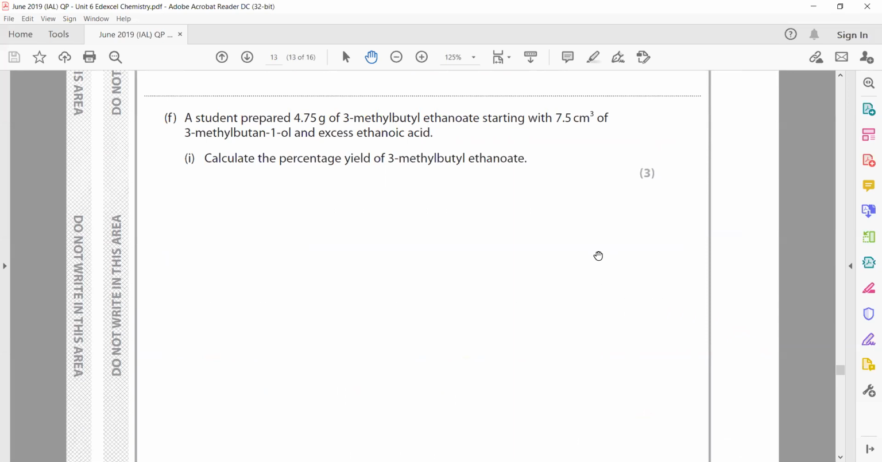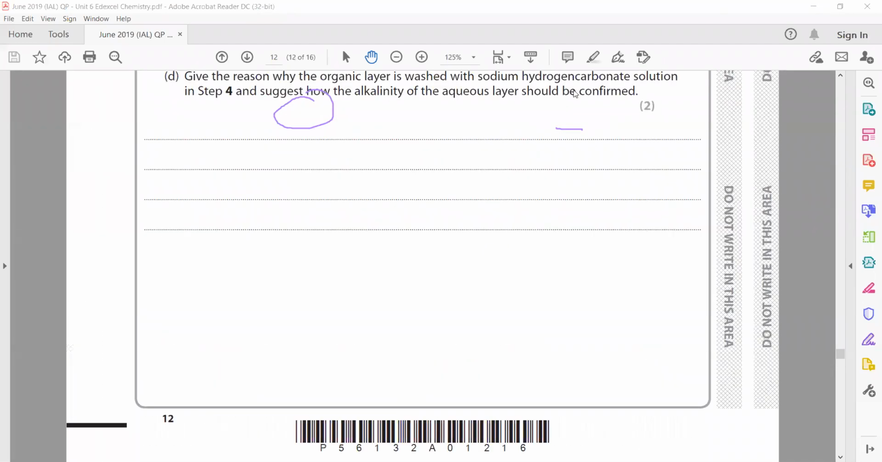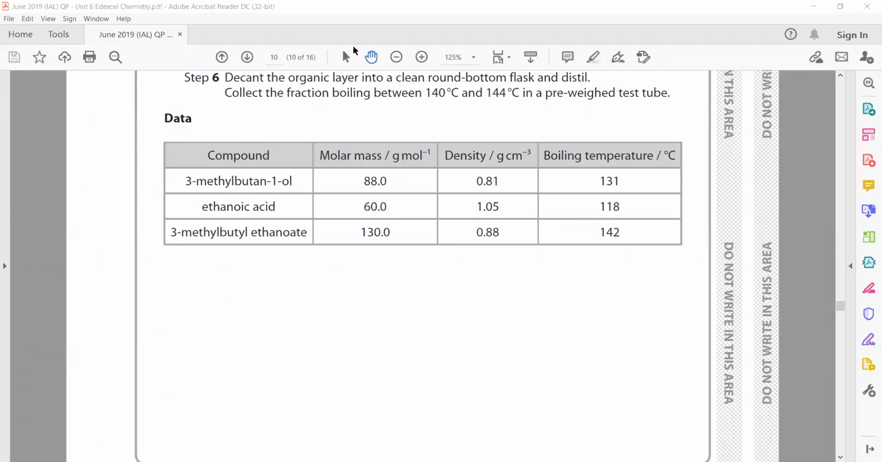A student prepared 4.75 gram of 3-methyl butyl ethanoate starting with 7.5 cm cube of 3-methyl butanol and excess ethanoic acid. Calculate the percentage yield. So percentage yield is practical value divided by theoretical value, multiplied by 100. Practically the student is preparing this much. So if we have 7.5 cm cube of alcohol, what will be the mass? We know the density of alcohol, given in the first part.